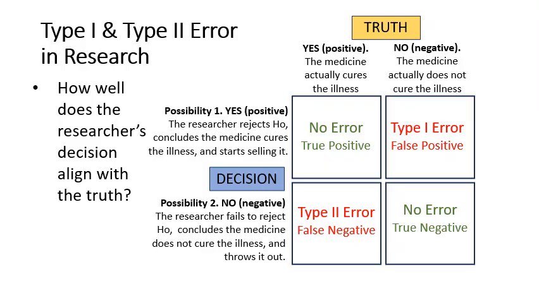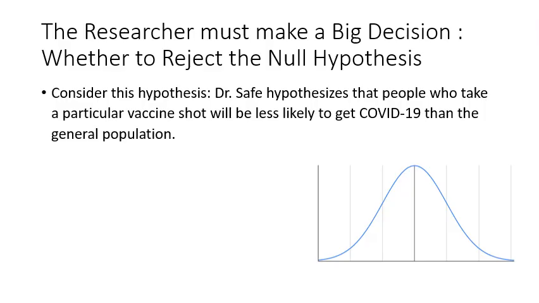This is that balancing act that the researcher has to do as they're proceeding with research. They have to make the right decision setting up the study, and again, they base it on which error could be worse. What type of error would be worse if they made it? And then they set up conditions to minimize the size of that error. So the researcher has to make a big decision whether to reject the null hypothesis, and the decision has consequences.